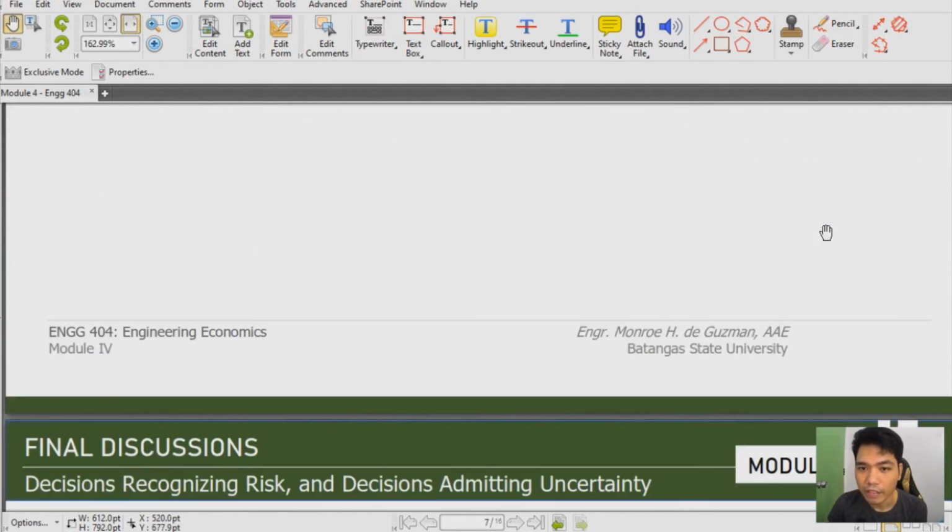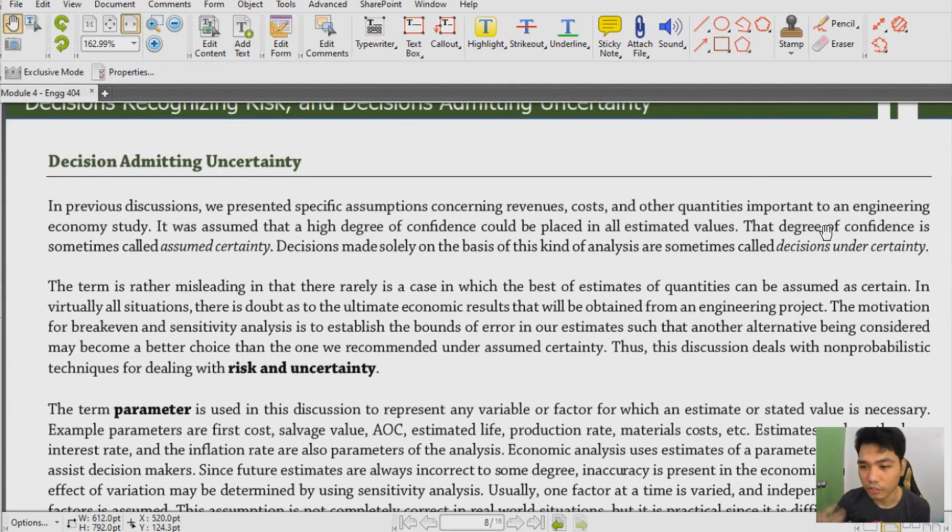And then the last topic that we have is the decisions admitting uncertainty. Actually, halos kakaparehas lang tong mga concept nila, no? We're making decisions na wala talaga tayong kasiguraduhan. Yun yung bottom line ng itong finals na to. But let's have some concepts muna with decisions admitting uncertainty.